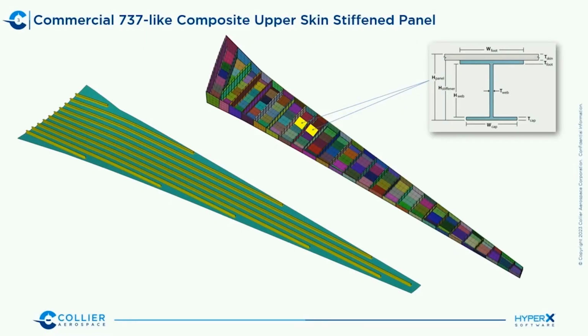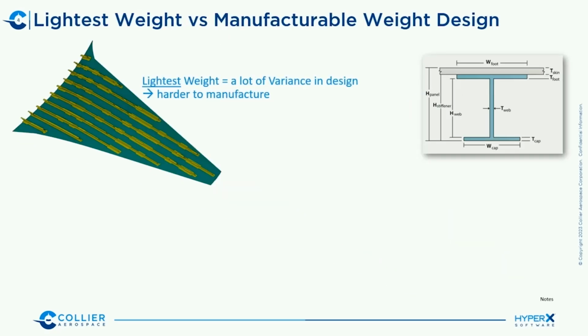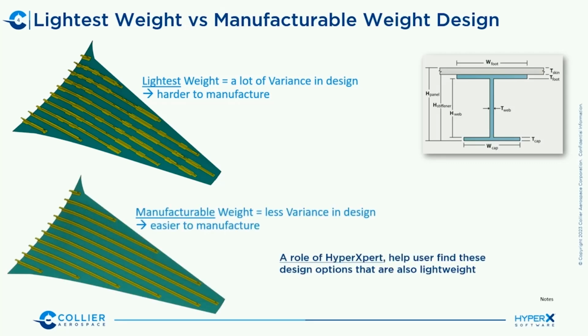So this is kind of where we are in our optimization when you run HyperX today, for the most part. And we all know we want to come up with a solution that's more like this, right? So the stringers are more uniform in cross-sectional dimension as you go from root to tip. So again, HyperX today, when you run it, if you're not careful, you may have a solution that looks like the top, and you want the one on the bottom. This is the HyperXpert role.